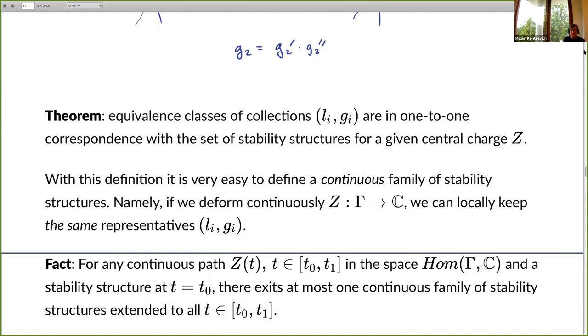And the fact, which is not obvious from the second definition, but it was built into the original, more complicated description of the topology on the space of stability structures, is that it really tiles the space over the complex vector space of central charges. So for any continuous path in the space of central charges and a stability structure at the initial point, there exists at most one continuous family of stability structures staying for all t. For small t, one can extend a little bit, and for large t, you cannot. So what really goes on for this topology, it's a Hausdorff topology, and the connected components are spaces which map to the space of linear maps from gamma to C by a local homeomorphism. So it's a Hausdorff tile space.